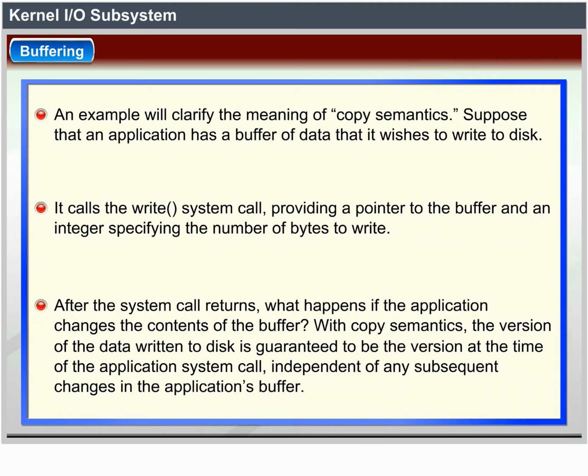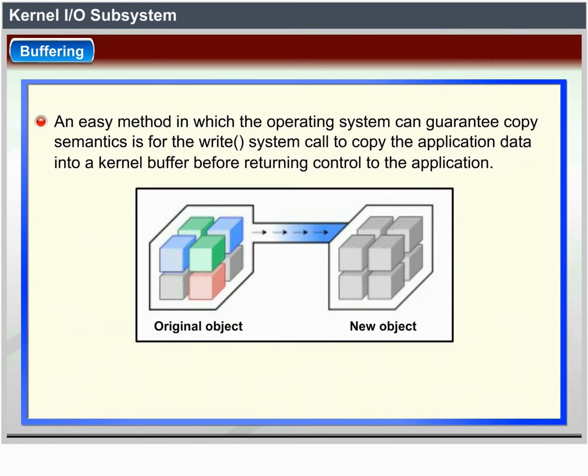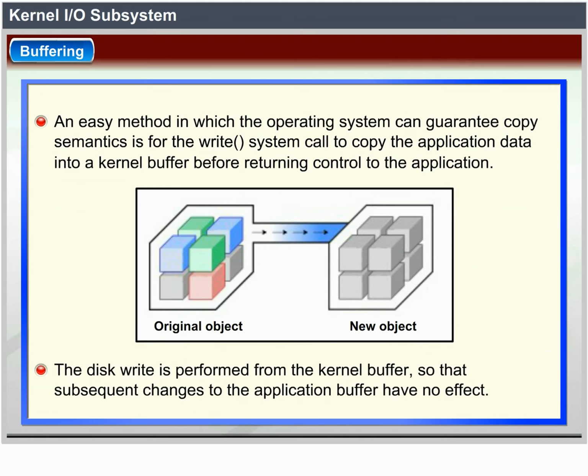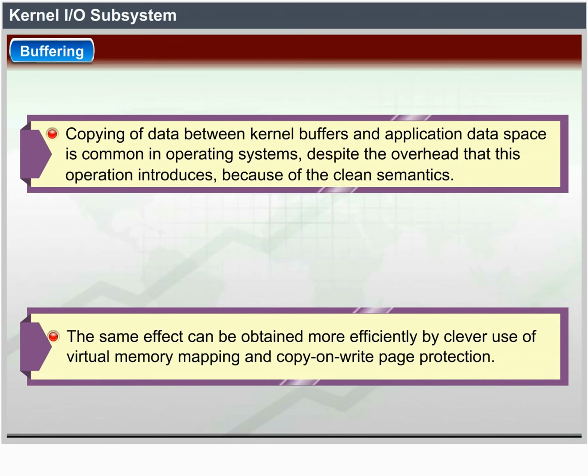A simple way in which the operating system can guarantee copy semantics is for the write system call to copy the application data into a kernel buffer before returning control to the application. The disk write is performed from the kernel buffer so that subsequent changes to the application buffer have no effect. Copying of data between kernel buffers and application data space is common in operating systems, despite the overhead that this operation introduces, because of the clean semantics. The same effect can be obtained more efficiently by clever use of virtual memory mapping and copy-on-write page protection.